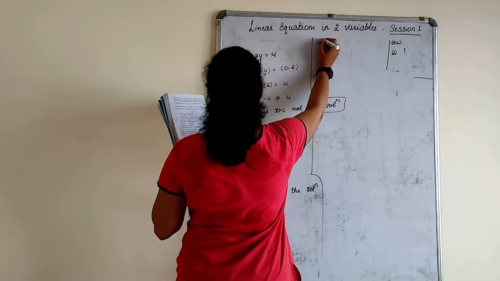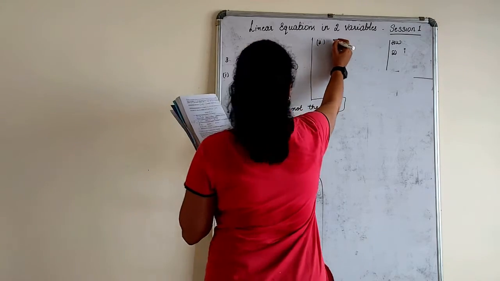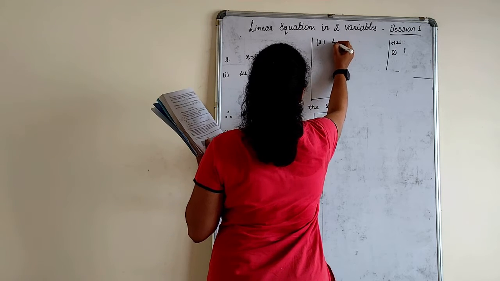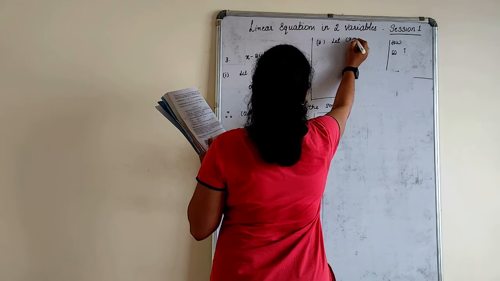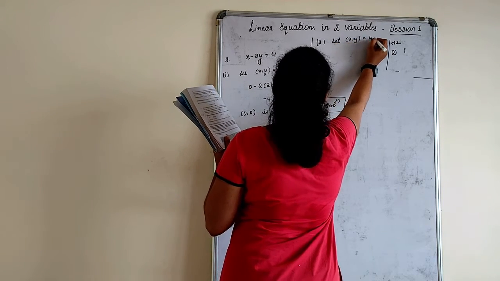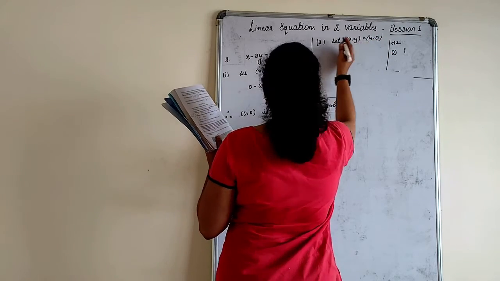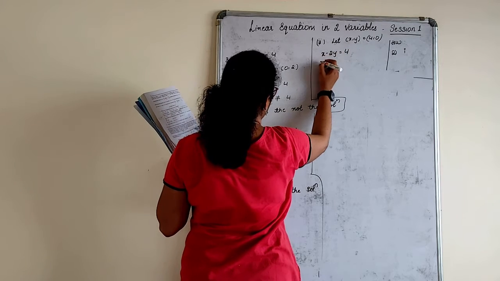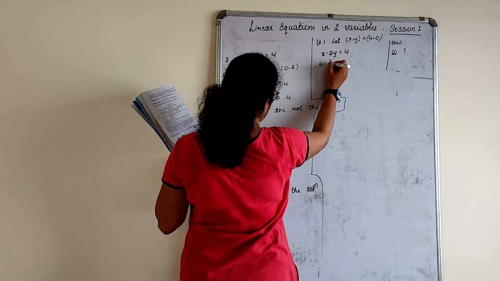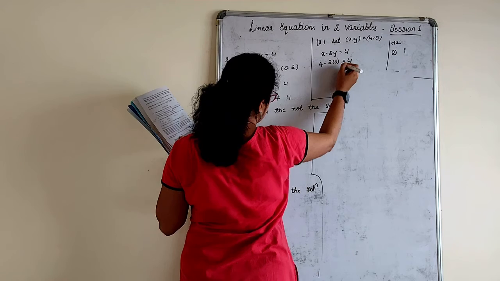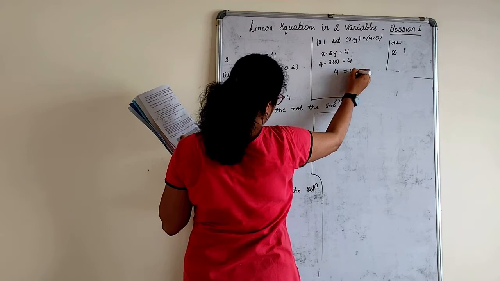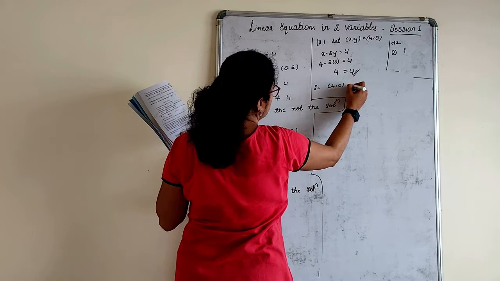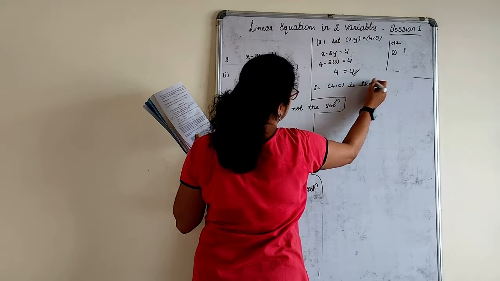Third one, 4 comma 0. Let x comma y is equal to 4 comma 0. So the equation is x minus 2y is equal to 4. 4 minus 2 into 0 is equal to 4. 4 is equal to 4. Therefore, 4 comma 0 is the solution.